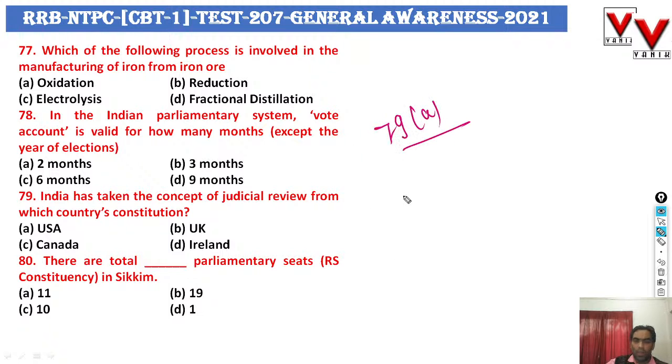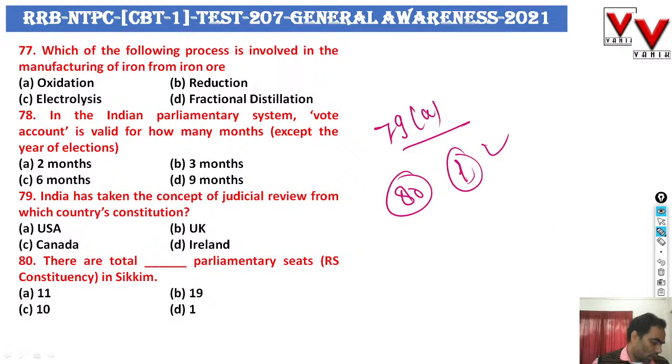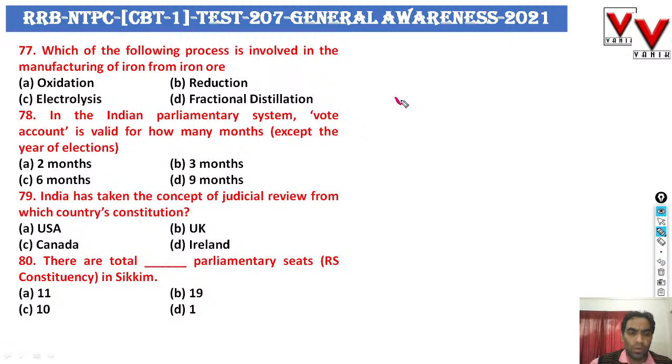Okay, USA. Question number 80: how many parliamentary seats of Rajya Sabha are there in Sikkim? There is only one Rajya Sabha seat in Sikkim, and that is on the basis of the population. So for question 80, the right answer is D only. Now we are going to proceed further and discuss the next question.